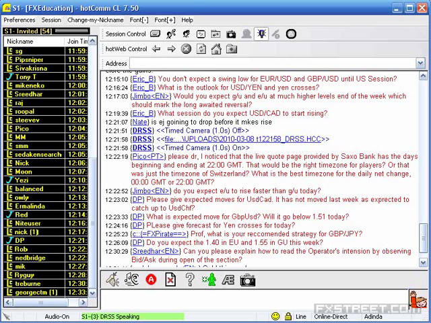Then Jimbo, do you expect Euro/USD to rise faster than GBP today? No, Euro is expected to gain the levels during the European session and subsequently GBP is expected to overtake, because they need to drop Euro/GBP for that.